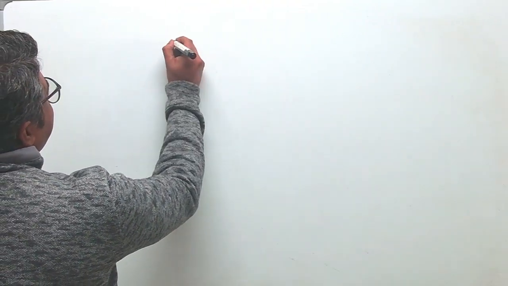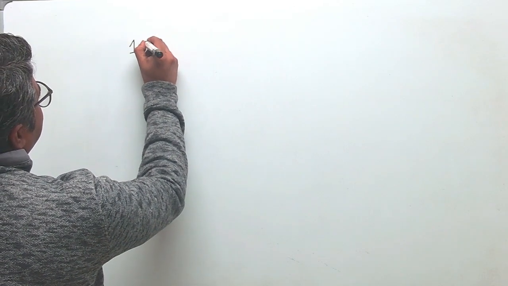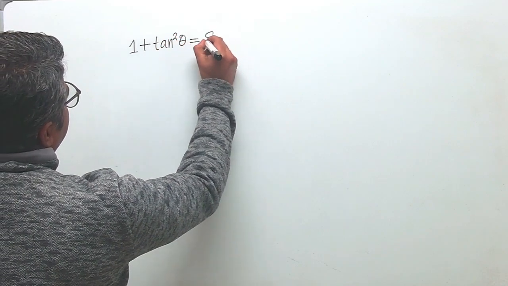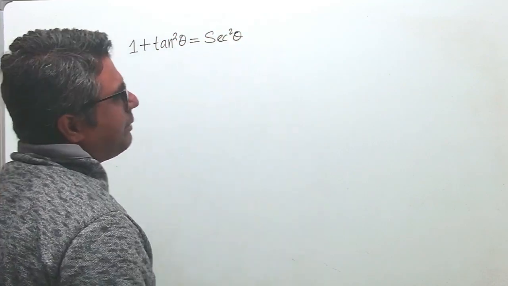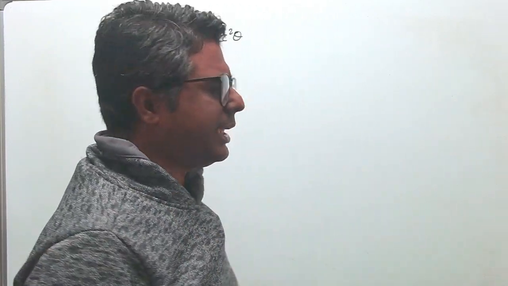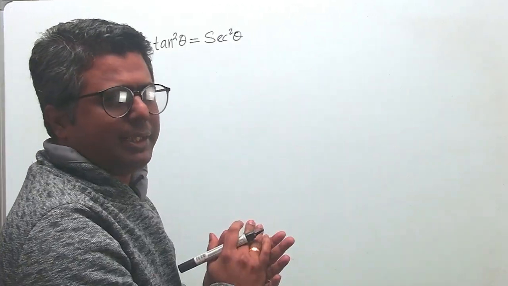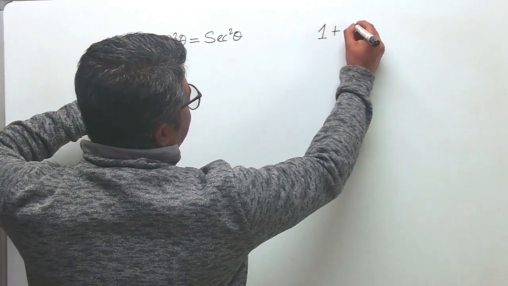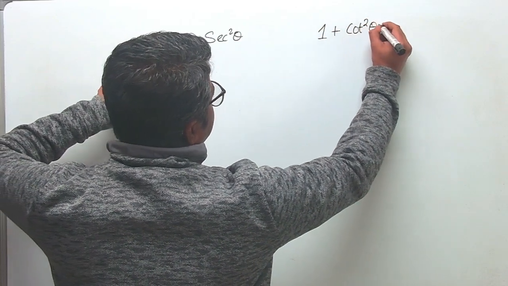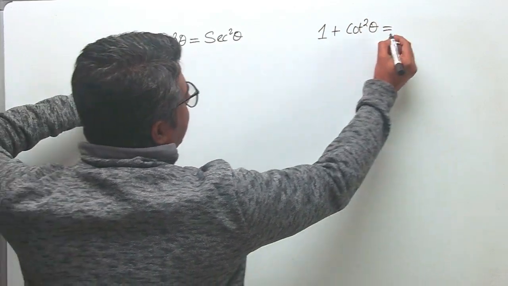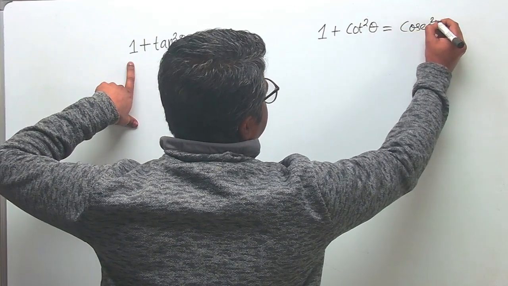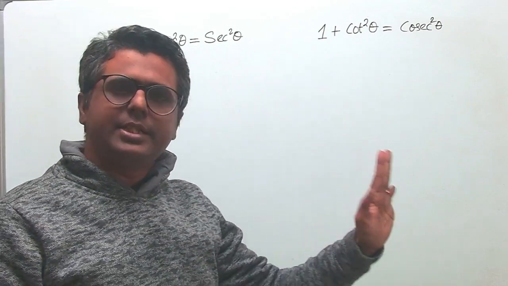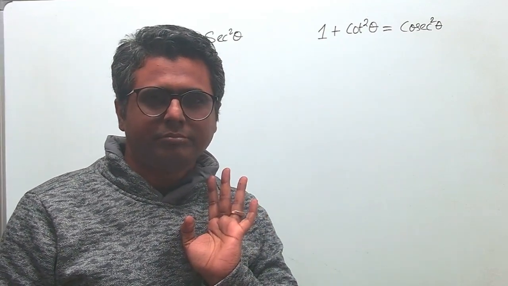Intermediate. Next identity: 1 plus tan square theta is equal to sec square theta. Everybody knows this, right? And along with this, another identity can be written simultaneously. What is the complementary of tan square theta? 1 plus cot square theta is equal to the complementary of sec square theta, cosec square theta. So, these are not different identities, these are basically the same identities written in complementary form, right?